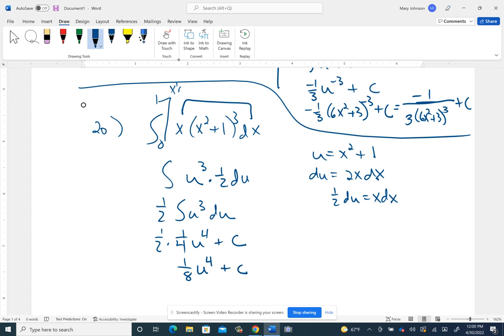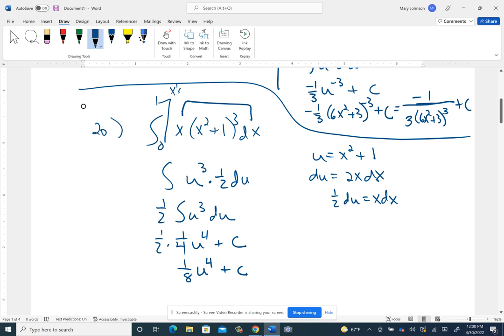Now, that then can be evaluated. What I could do is find u of 0, which would be 0 squared plus 1, and find u of 1, which would be 1 squared plus 1, which is 2. And then not switch back to x's, but just evaluate this. We don't really need the plus c because we're going to subtract that off. So evaluate this from 1 to 2. Those are equivalent to having x's from 0 to 1.